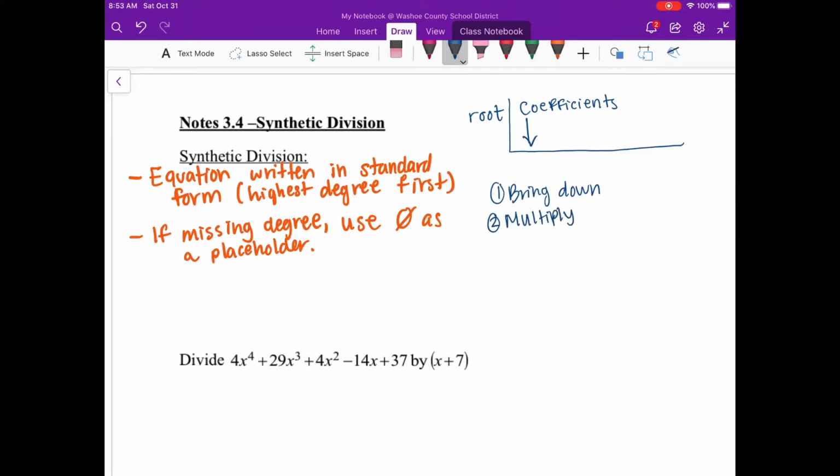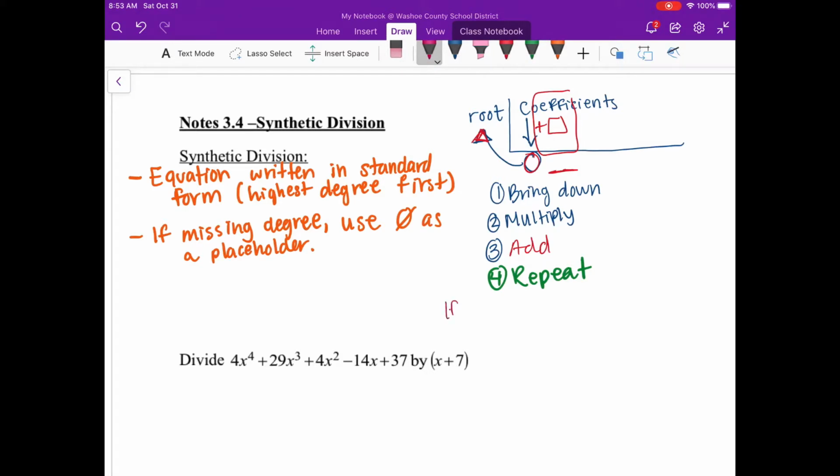Then you are going to multiply whatever number you get here by the root. Okay. Whatever your answer is there, we are going to add. So whatever this times this is, we're going to put right here. And then we're going to add the next coefficient in our answer. And that's going to go right here. And then we're going to repeat that process. Okay, so again, this will make a lot more sense once we actually start practicing.